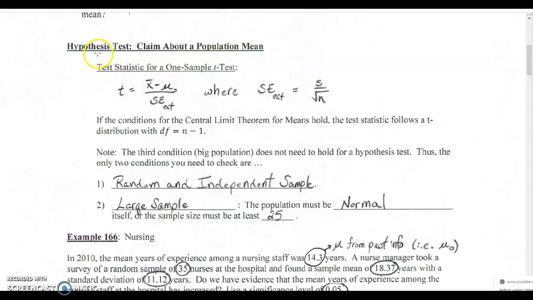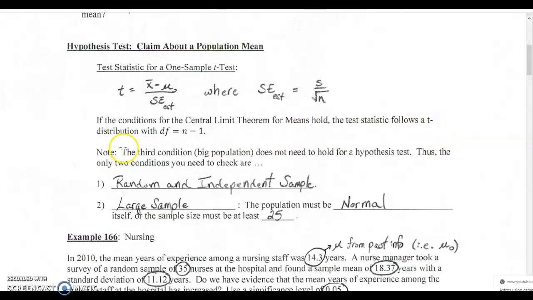So a little bit before we do an example, let's look at the hypothesis test and the test statistic. The test statistic is now a t. It's not z anymore. So it's t, which is x bar, the sample mean, minus mu naught, which is what we're going to assume is the population mean in our null hypothesis, divided by the standard error estimate. The standard error estimate is the sample standard deviation divided by the square root of n. If the conditions for the central limit theorem for means hold, the test statistic follows a t-distribution with the degrees of freedom being n minus 1.